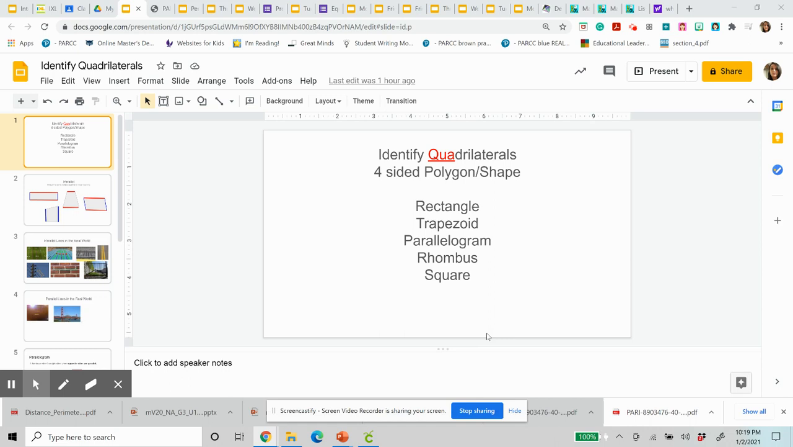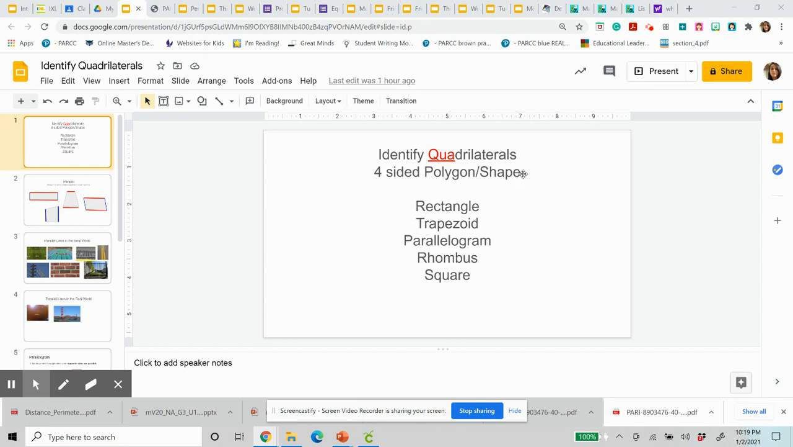Okay, so we're continuing to talk about polygons, and we're going to talk about a particular type of polygon, which is quadrilaterals. So this lesson is called Identifying Quadrilaterals. I kind of highlighted the core, kind of like quarter, right? So there's 4 quarters in a dollar. Quadrilaterals are 4-sided polygons or shapes.